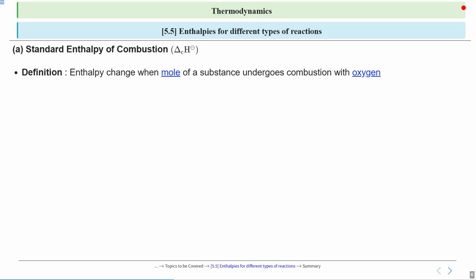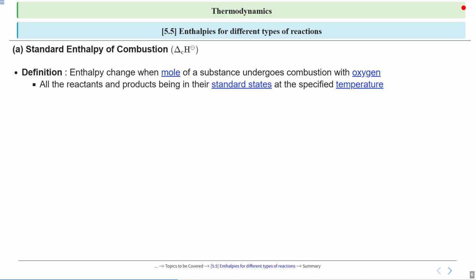Now, the main part of the definition is that we are to see the combustion of 1 mole of a substance. This is very important, that we are interested in the combustion of 1 mole of a substance, and then only we will call it the standard enthalpy of combustion. Now, all of your reactants and products should be present in their standard state. It's very important because this is standard enthalpy of combustion.